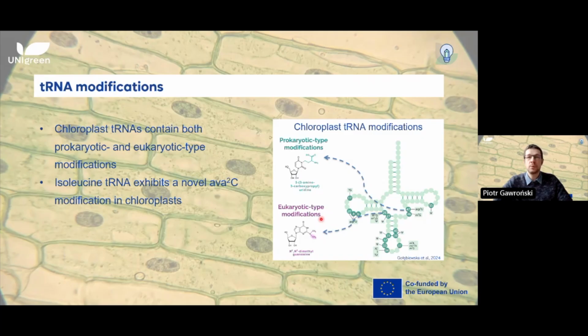Importantly, we also observed the presence of the recently discovered novel cytosine modification called AVA2C at position 34, the first anticodon position in isoleucine tRNA across diverse plant species. And this modification is crucial for the decoding of the genetic information by the tRNA.